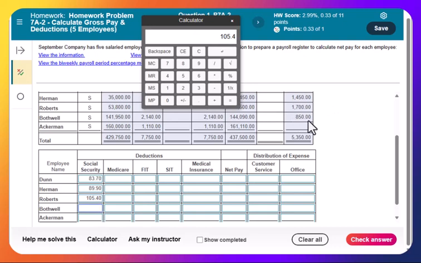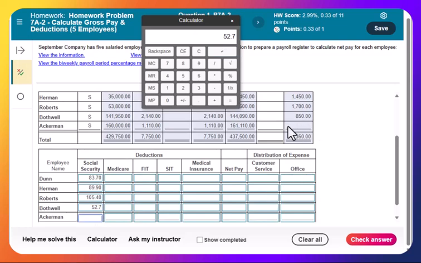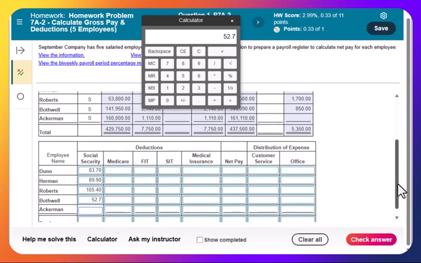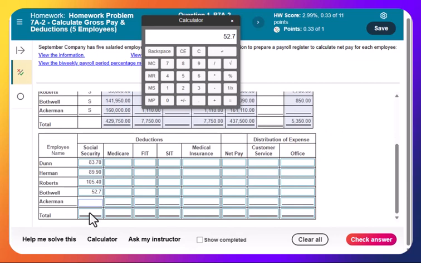Bothwell will be that special case again, that only 850 of his paycheck that gets him to that wage base for Social Security will be taxable, so we get the 6.2%. Use that percent key again, that's handy. So his will only be 52.70. And then Ackerman will be blank because he has 0 wages that are eligible for that Social Security since he has passed that 142,800 wage base. So we can go ahead and total that up for 331.70.